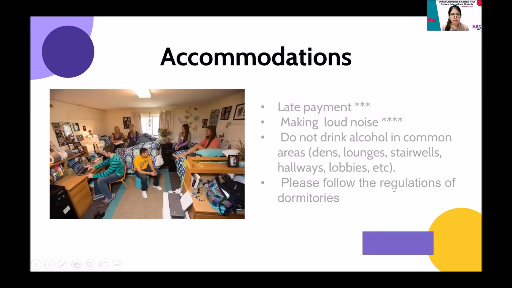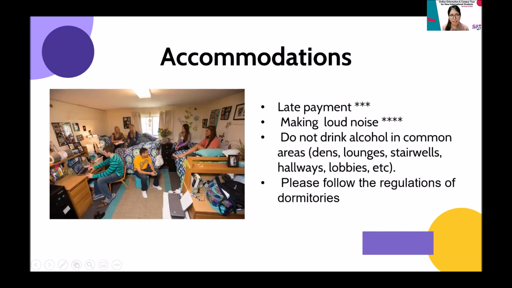All right. And regarding the accommodations, please make sure you know when the due date is to pay for the rental fee. In Thailand, you guys have to pay for the rental fee every month, including the electricity and water fee. I'm not sure, but each dormitory has a different deadline. Don't miss the deadline, otherwise you may have to pay fines. And of course, don't make loud noise, don't disturb others. Just follow the regulations of the dormitory.